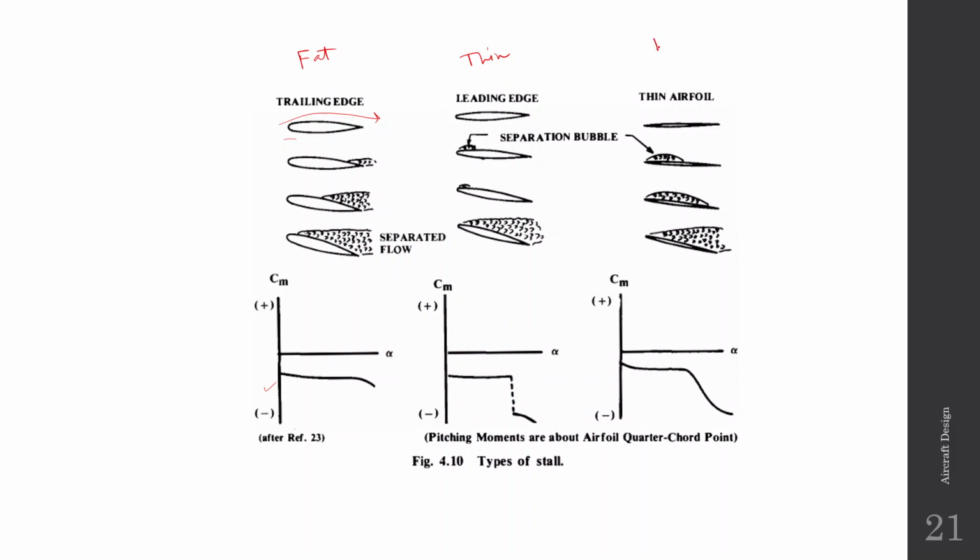And this one is your very thin one, and this is almost the same as the thin case. So again you have this separation bubble towards the leading edge. As you increase alpha, the separation bubble grows, and at some point it snaps out, like it does not reattach anymore. And in this case also your CM changes rapidly with alpha.